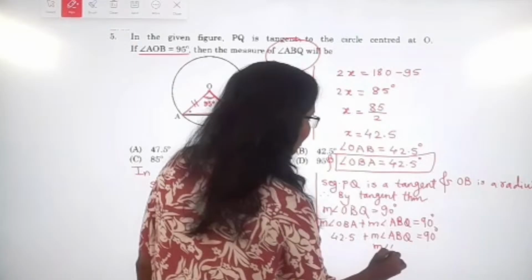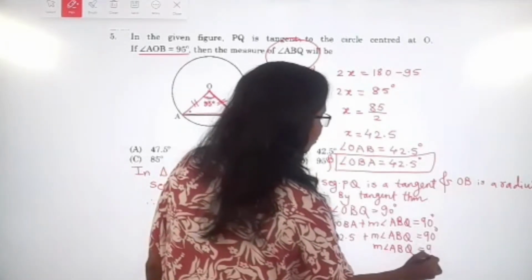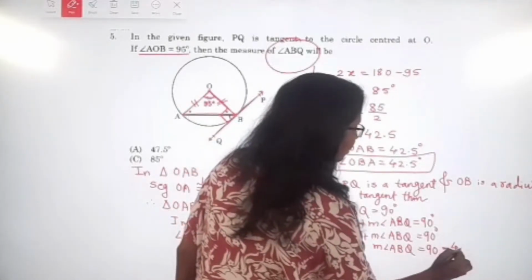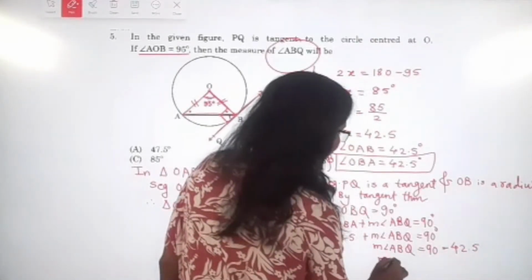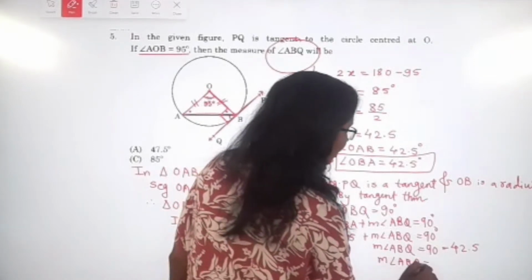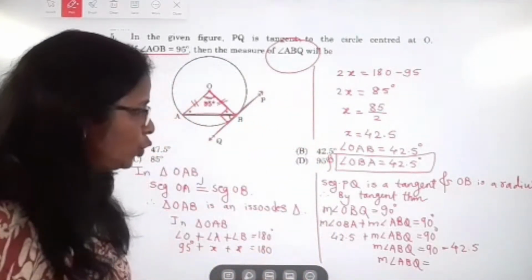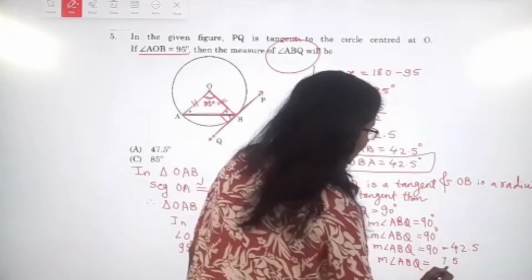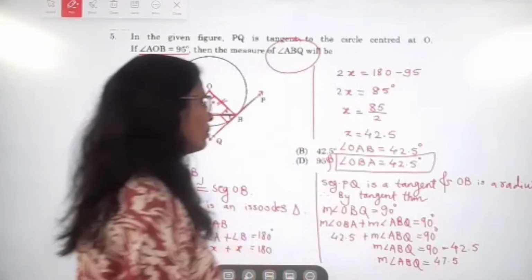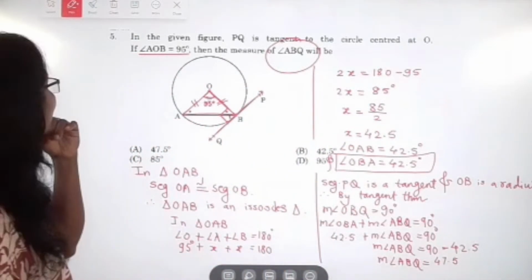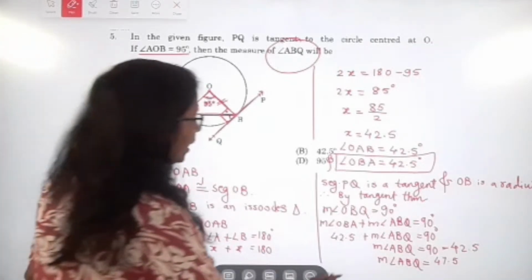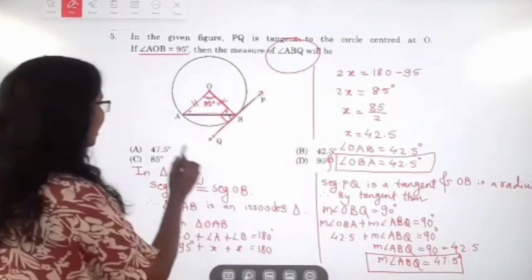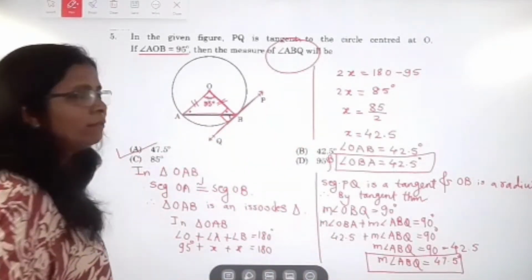So here measure angle ABQ is equal to 90 minus 42.5, and that means here students 47.5 students. Yes. So here measure angle ABQ is equal to 47.5 degree. So here the correct option is A, 47.5 degree.